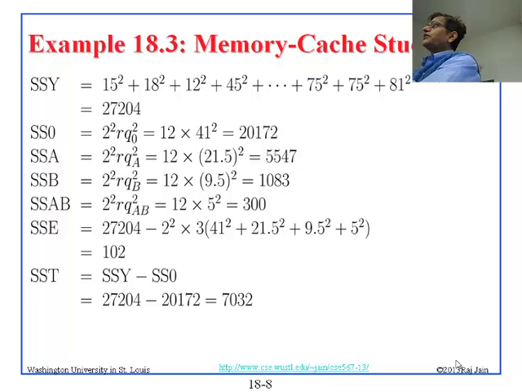Now that can be divided into 5 pieces, or 4 pieces actually. SSA gives you 2 raised to 2 r qa squared. Remember, there is an r term here. So 5,547. SSB gives you 1,083. SSAB gives you 300. And if you add them up, they will add up to 7,000, along with the errors. Errors are the remaining of that. So errors is 102. So if you add up these 4 numbers, you will get 7,000.